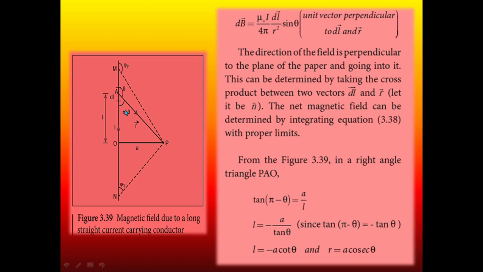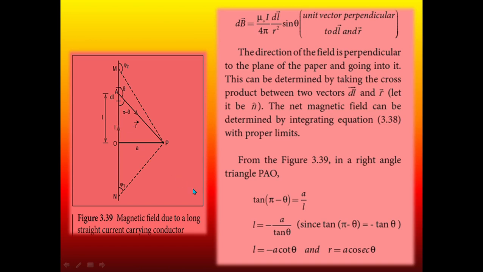The net magnetic field can be determined by integrating this equation with proper limits from figure 3.39, in a right angle triangle PAO. In the right angle triangle PAO, tan of pi minus theta is equal to opposite side divided by adjacent side. Opposite side is A and adjacent side is nothing but L. So tan of pi minus theta is equal to A by L.